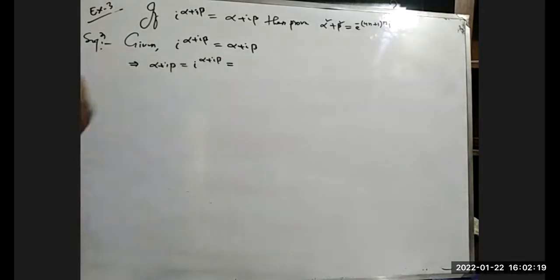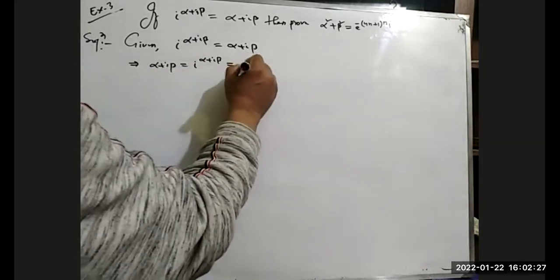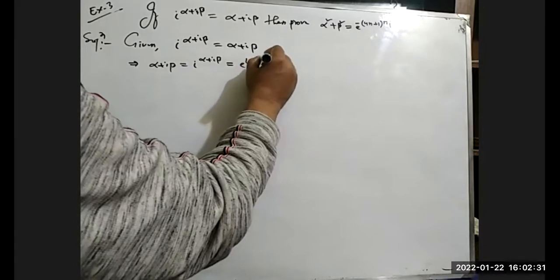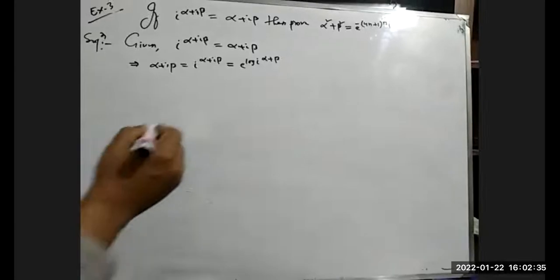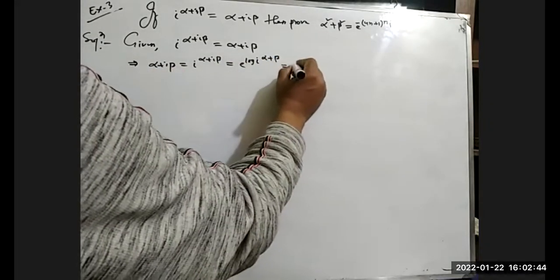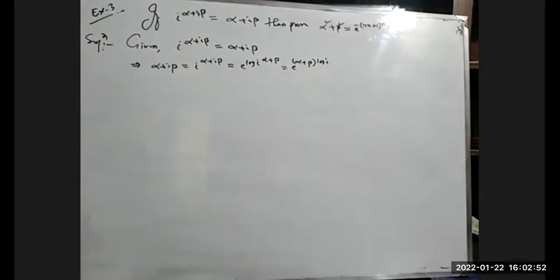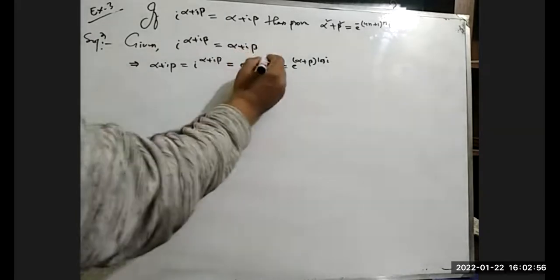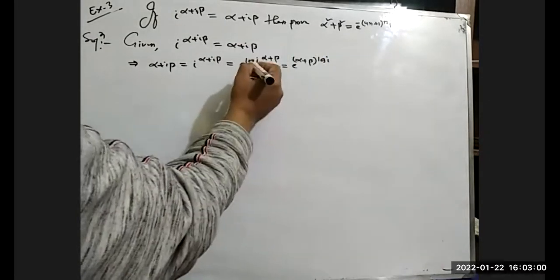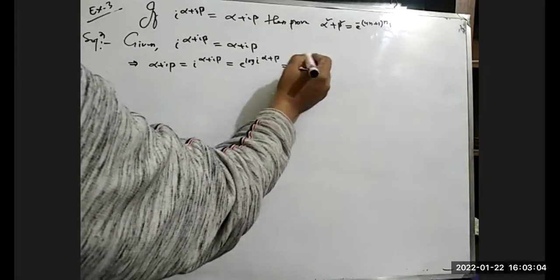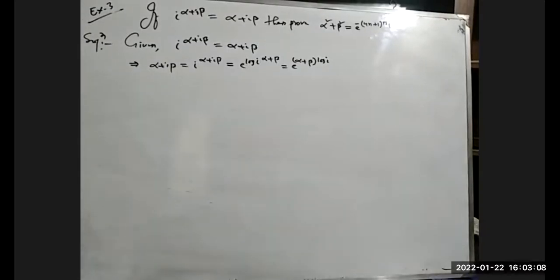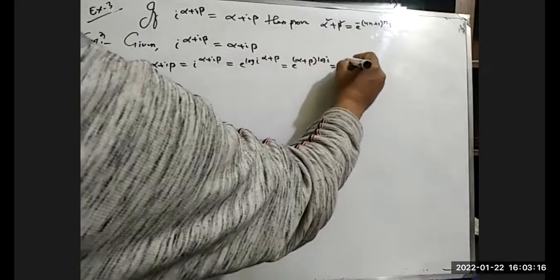Now taking log, e to the power log i to the power alpha plus i beta. Okay, but alpha plus i beta is the power, so we can write e to the power alpha plus i beta into log i. Can we write this? Alpha plus i beta is the power. This is why this power will get the position before log. Alpha plus i beta into log i.